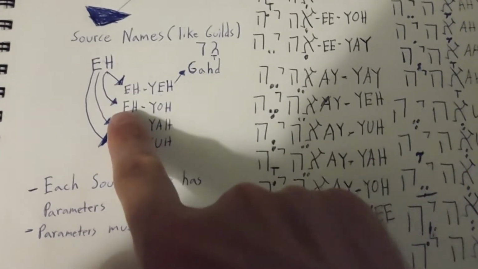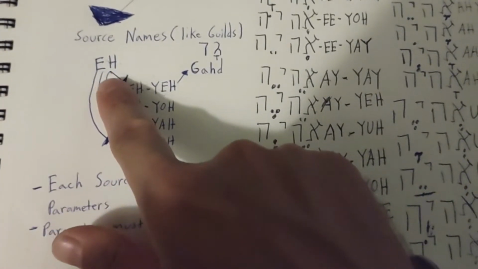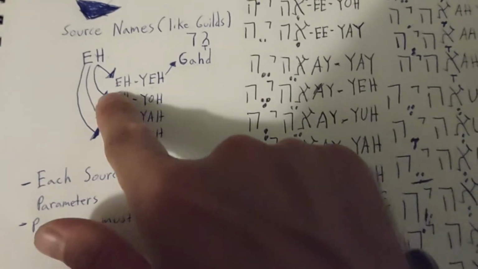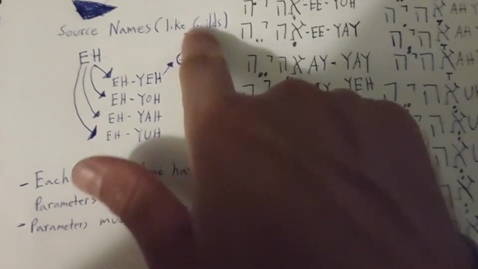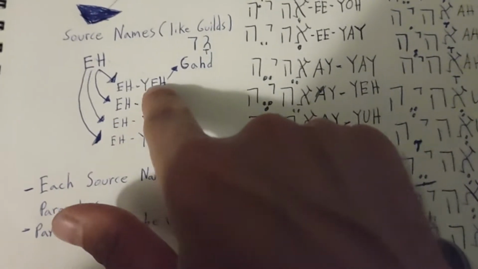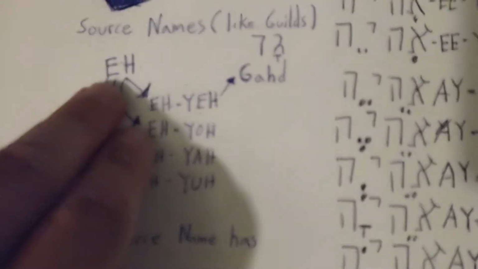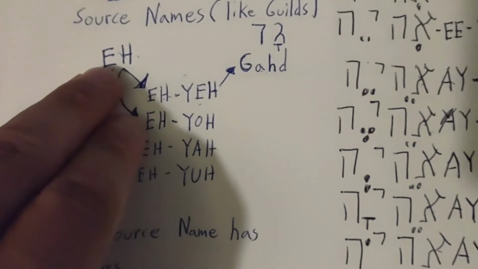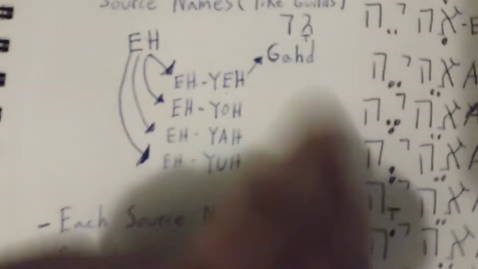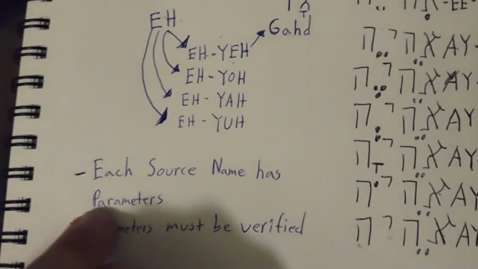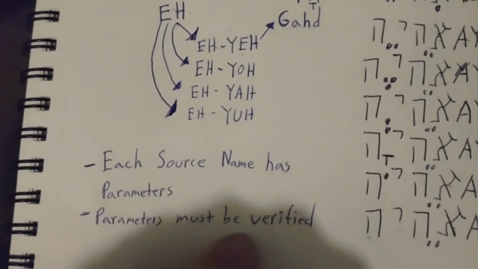These source names have guilds. So you would have Aya, Ayo, Aya, Aya. Underneath Aya is God, which is the tribe of Israel. So under Aya, you have all these other names that have branched out from the original source name. Now the source name is a shaman that is connected to God. Now that source name has parameters, and the parameters must be verified.